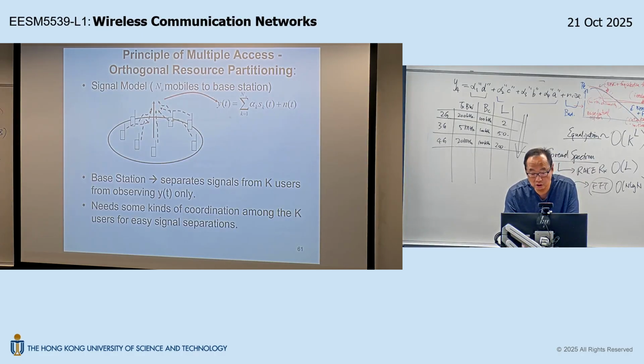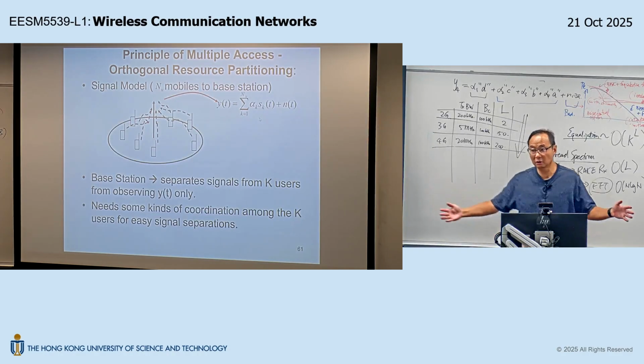In other words, if all these transmitters transmit symbols without any coordination, then my received observation would be a superposition of all this multi-user transmission plus noise. Based on this observation, I have to guess what could have been transmitted by each one of these users. This is much more complicated compared to the point-to-point case, right?